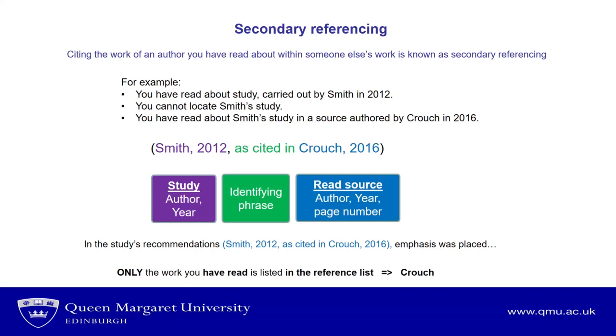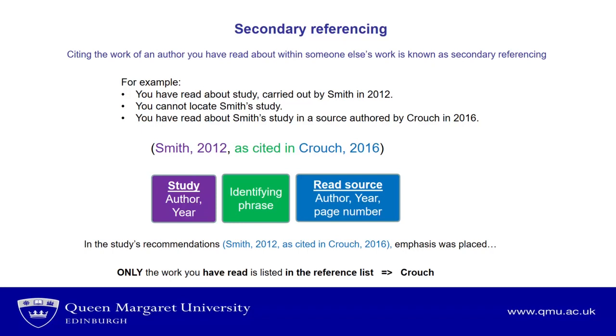However, if you haven't been able to source the original work and you still want to use the information that you've read about, APA gives you very clear guidance on this. So, let's look at this example. If you were to read about a study that had been carried out by Smith and published in a paper in 2012, but you haven't been able to locate Smith's study, you read about Smith's study in a source authored by Crouch that was published in 2016.